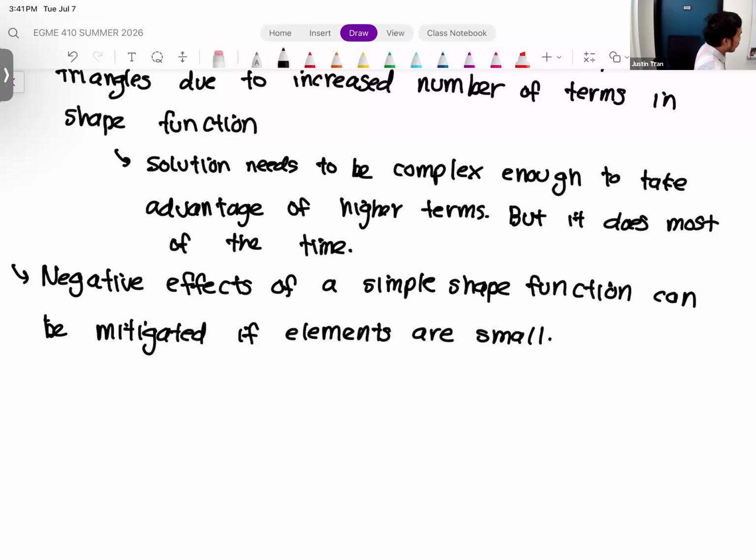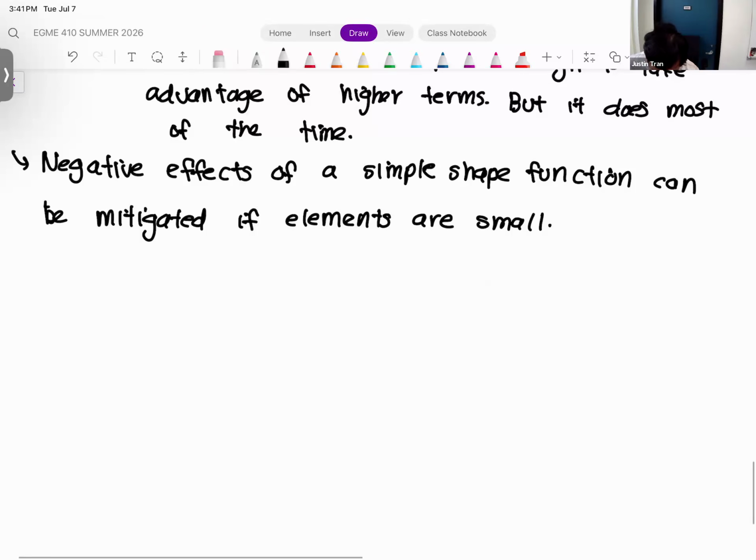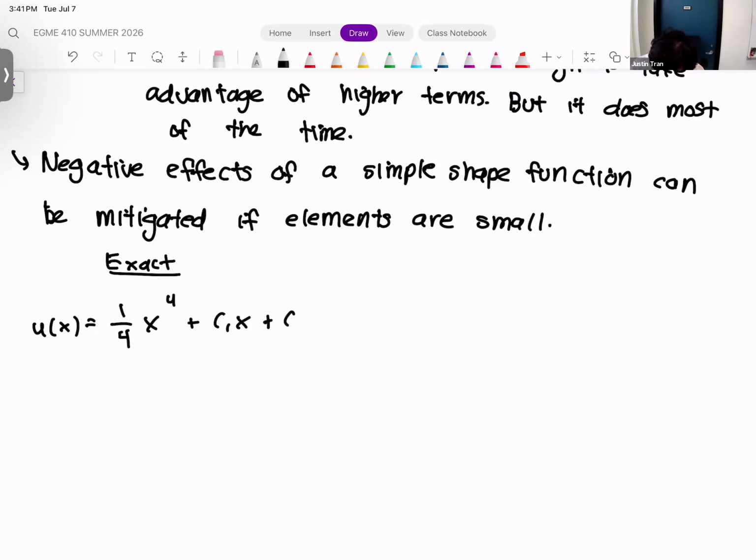So to illustrate this, I'm going to go back to our 1D example and show you what I mean by that. Let's go back to our 1D example here. Remember, for our 1D exact solution, we have something that looks like this: 1/4 x to the fourth plus c1x plus c2. Meanwhile, our approximate solution is something like this.